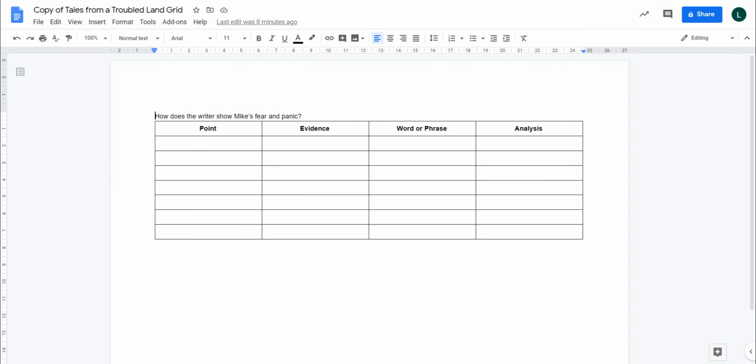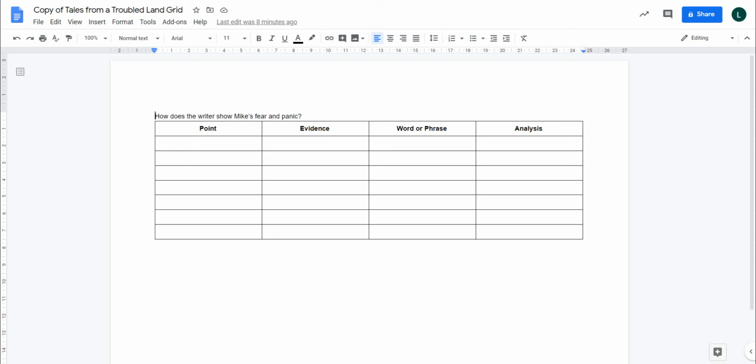So today we're going to look at how we use the evidence and the annotations that we did in yesterday's lesson to make points to answer our question. So if you haven't done yesterday's lesson yet, you need to go back and do that in order to complete today's lesson. So in yesterday's lesson you looked at 5 to 6 quotations and annotated them in order to answer the question, how does the writer show Mike's fear and panic?